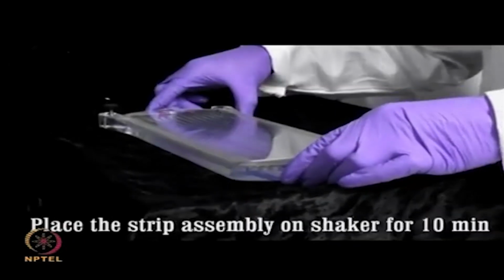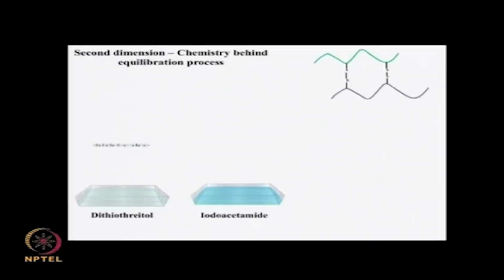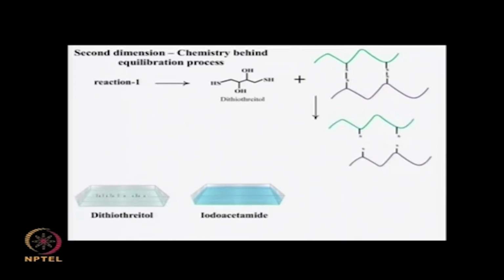Place the assembly on a mechanical shaker for 10 minutes. The dithiothreitol enables cleavage of all disulfide bonds present in the proteins on the IPG strip.